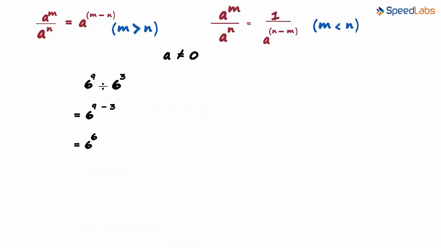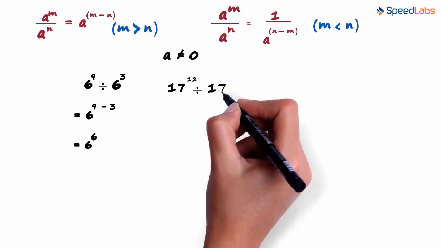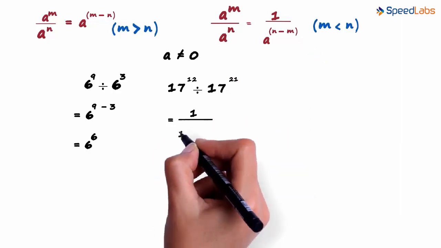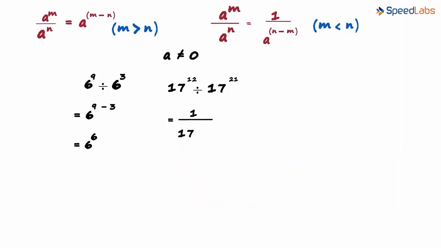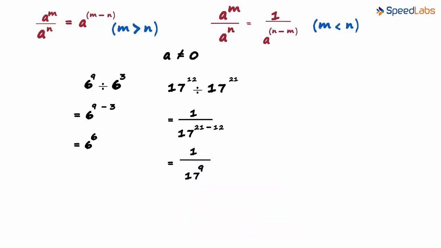Here's our second example. 17 raised to 12 divided by 17 raised to 21. Here, the exponent of the dividend is lower than the exponent of the divisor. Hence, we use this formula and write it as 1 divided by 17 raised to 21 minus 12, which gives us 1 divided by 17 raised to 9. Observe that the formulae are made in such a way that we always get a positive exponent.